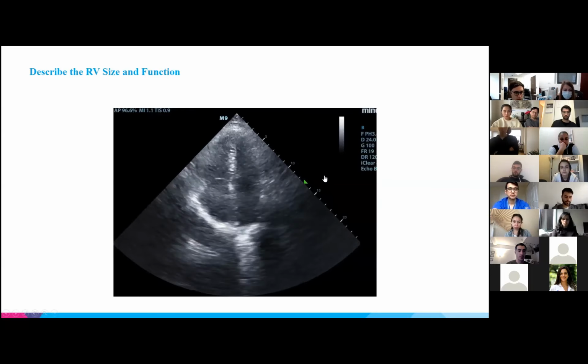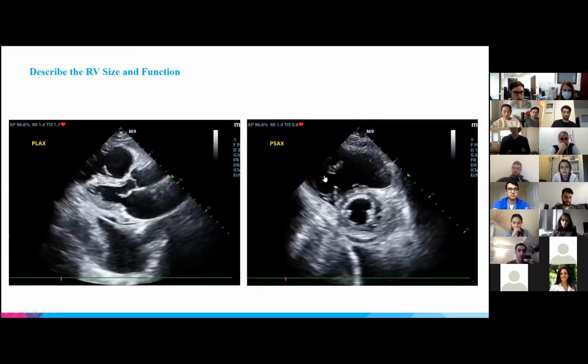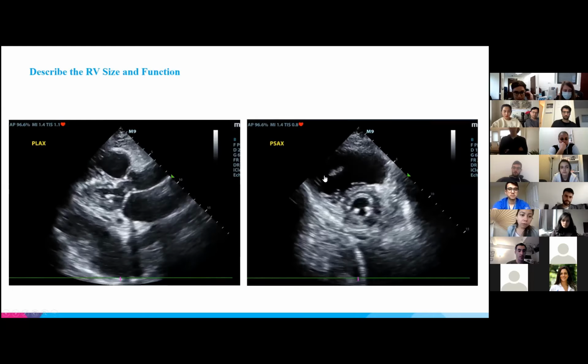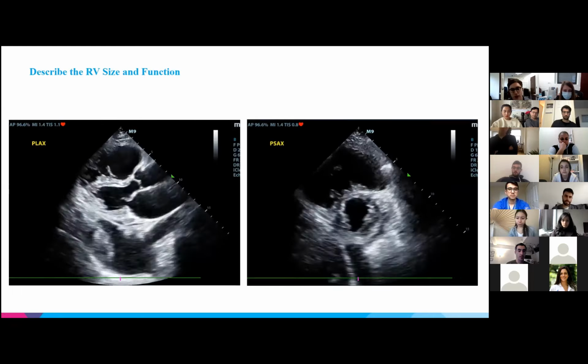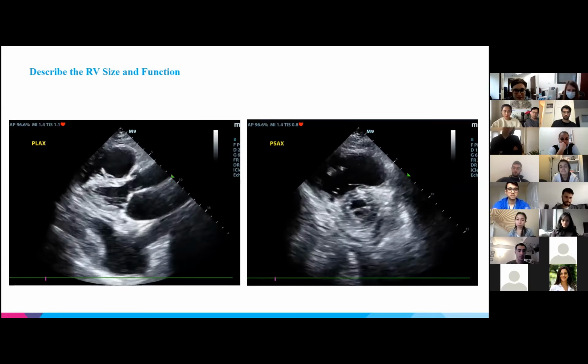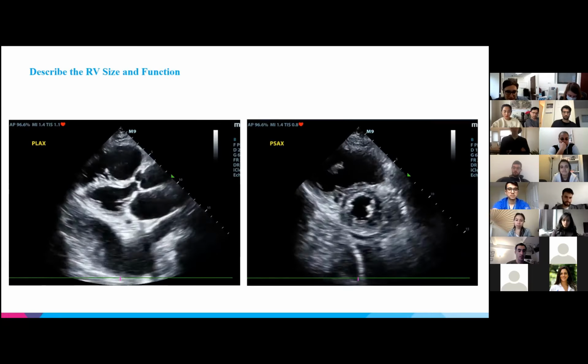Actually, let me go to the next one, so I don't run out of time here. Okay. This is a patient that we had recently on the ultrasound elective that we were just practicing with, and this is what we found. So what do you guys think?